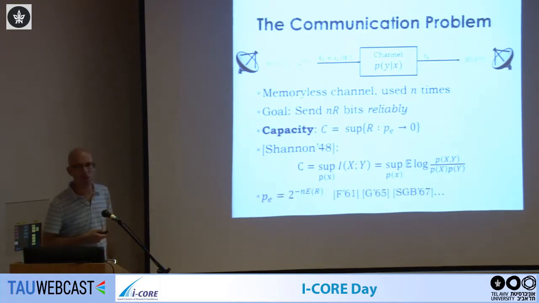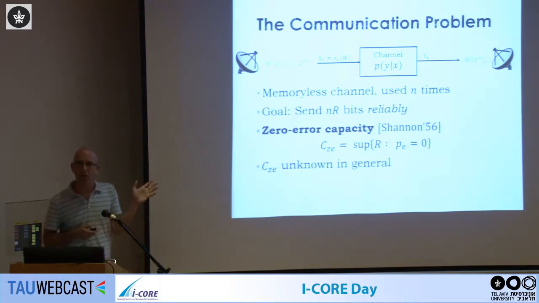Some people have also been interested in the behavior of the error probability for different rates. It turns out you can drive the error probability exponentially fast to 0. This E of R is the so-called reliability function of the channel, and it characterizes how fast that can happen at any possible rate. There is a lot of work on that. This is less well understood.